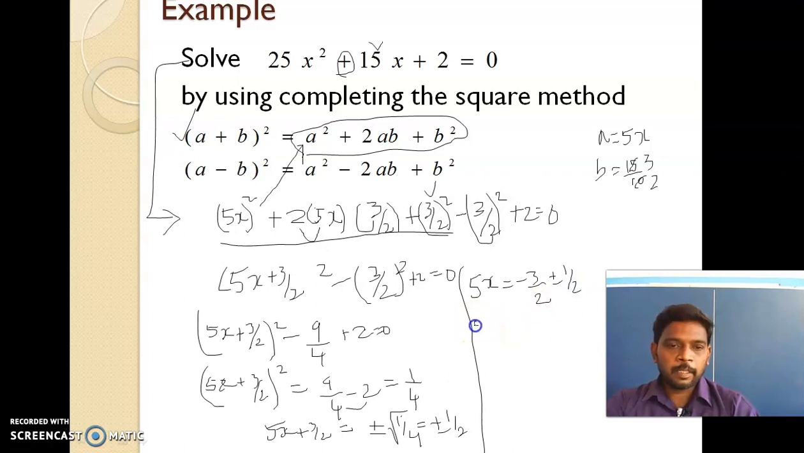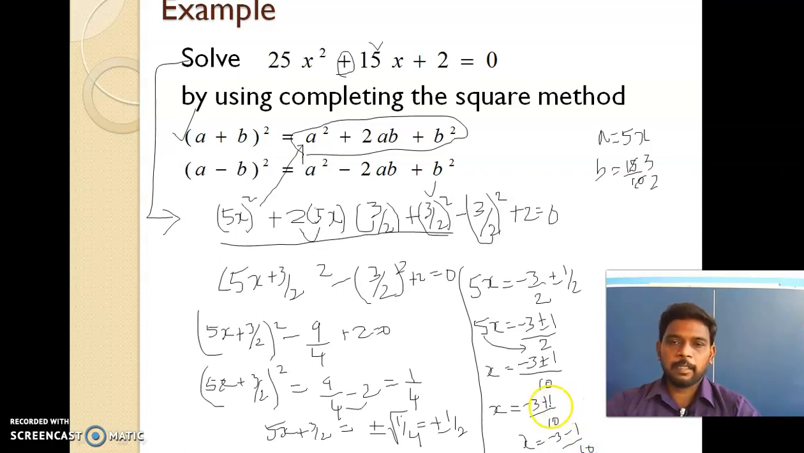Right. So next we can split it, or take a common one. So 5x equal to minus 3 plus or minus 1. If you take LCM, 2 only will come, and make 5 into the right hand side. So it will become x equal to minus 3 plus or minus 1 divided by 10, when we transpose 5 to the right hand side. So now plus or minus, we can split the roots, that is positive and negative separately. So x equal to minus 3 plus 1 by 10, and another one x equal to minus 3 minus 1 by 10. That's it. So simplify this, we'll get the answer. Okay, there is the answer for this question. So let us continue in the next slide.